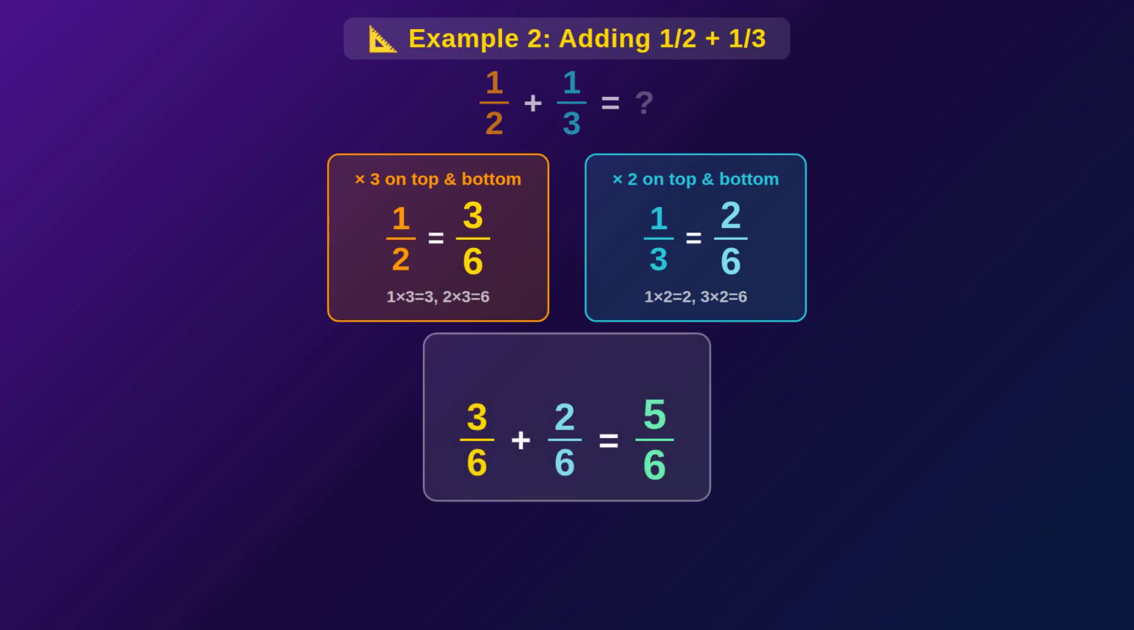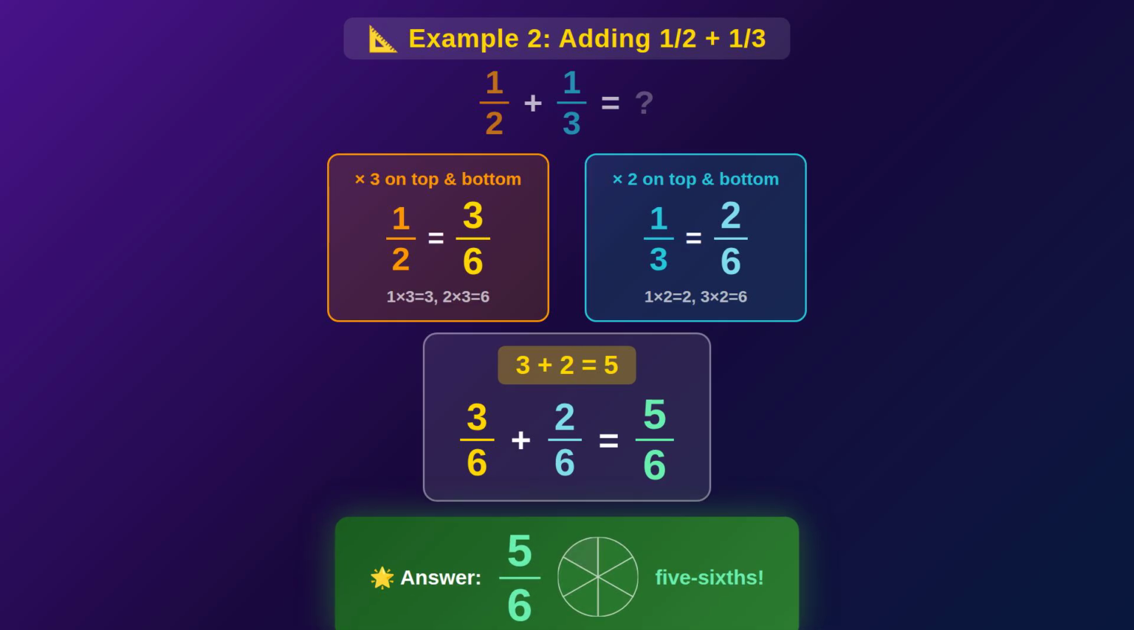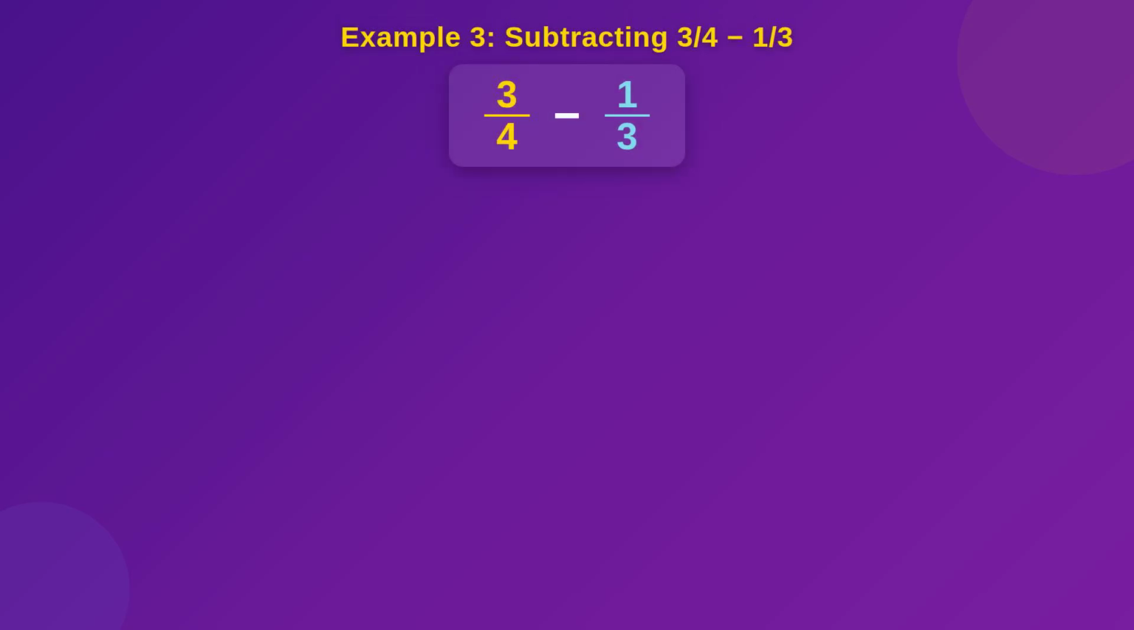1/2 equals 3/6. Now 1/3, 3 times 2 equals 6, so multiply the top by 2. 1 times 2 is 2. 1/3 equals 2/6. Now we can add 3/6 plus 2/6. Same denominator, so we just add the tops. 3 plus 2 equals 5. Our answer is 5/6. Boom, you just added unlike fractions.